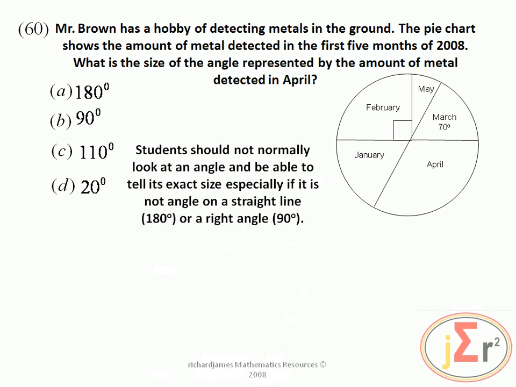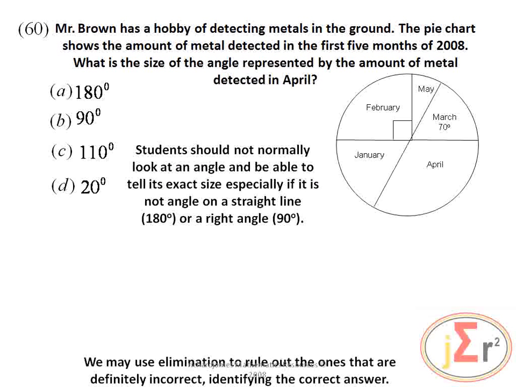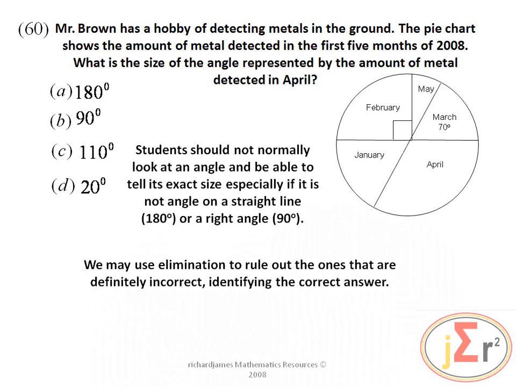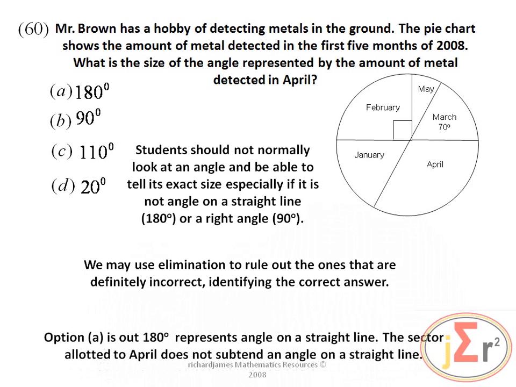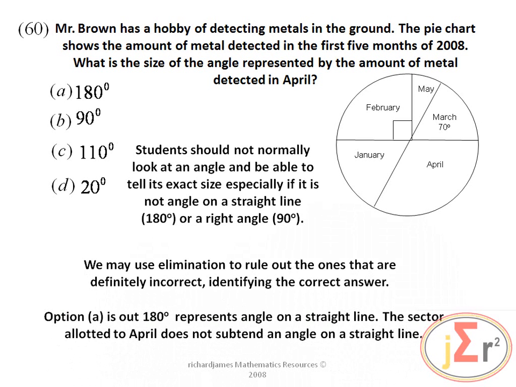Students should not normally look at an angle and be able to tell its exact size, especially if it is not an angle on a straight line which is 180 degrees or a right angle which is 90 degrees. We may use elimination to rule out the ones that are definitely incorrect, identifying the correct answer. Option A is out. 180 degrees represents angles on a straight line. The sector allotted to April does not subtend an angle on a straight line.